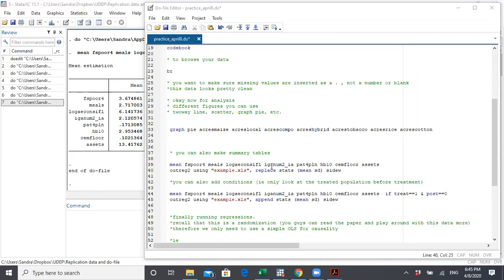So make sure if you're making a table and you want to include different parts, first of all, we want to write replace, because that means if the table is already made with old estimates and we want to rerun it, this will replace our old table. Then I said stats, I only want to include the mean and standard deviation. And then I said sideways because I want them to be next to each other, not stacked on top of one another. That's just for viewing purposes. Let's run those.